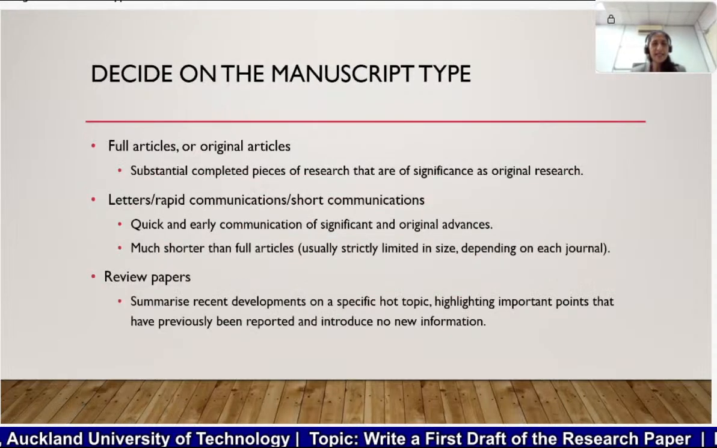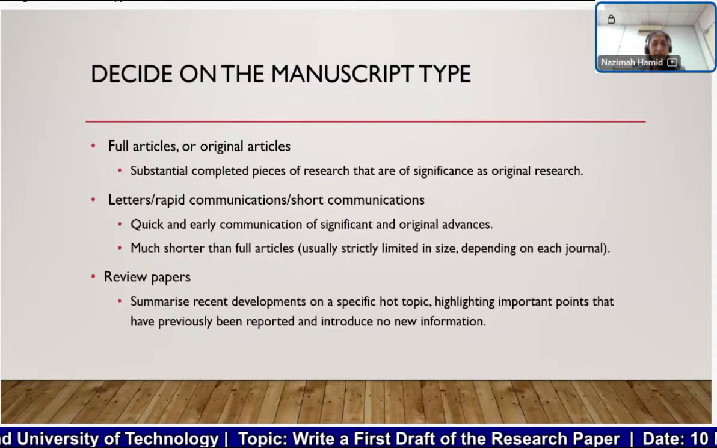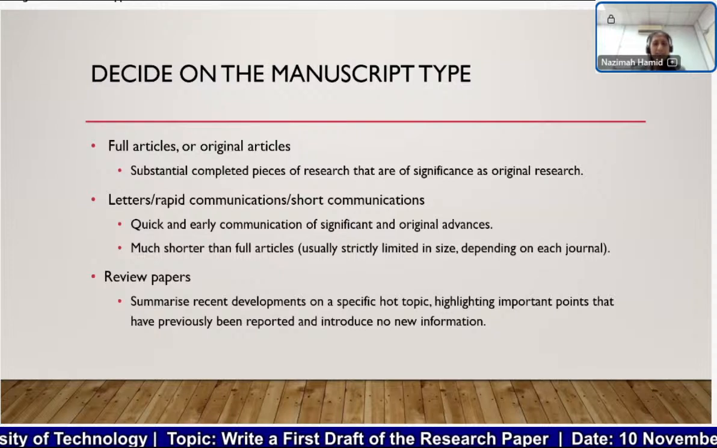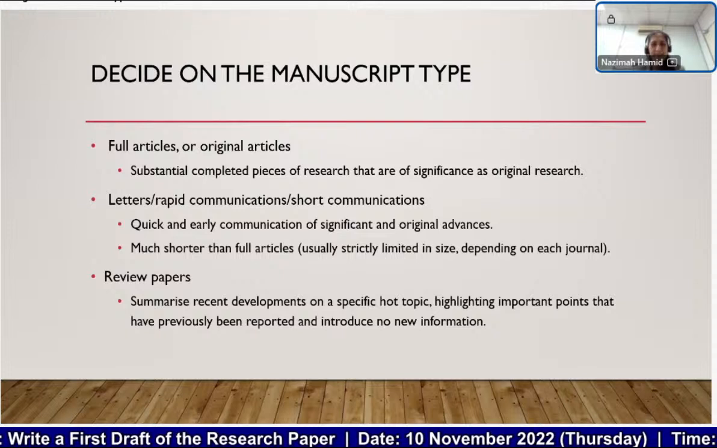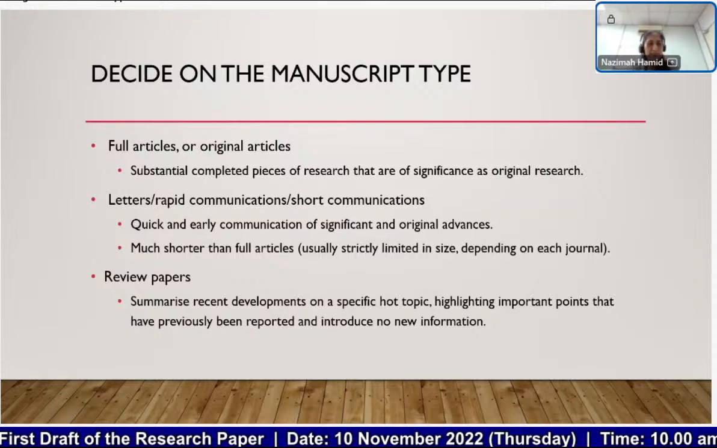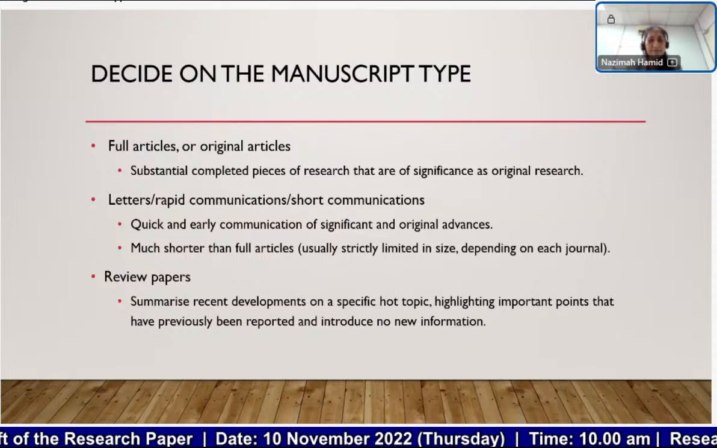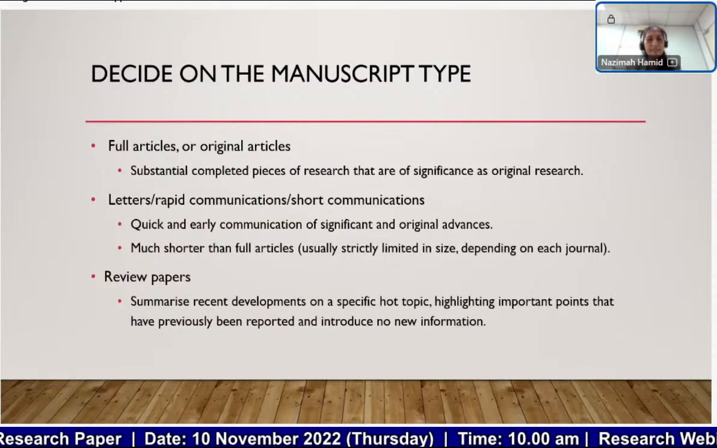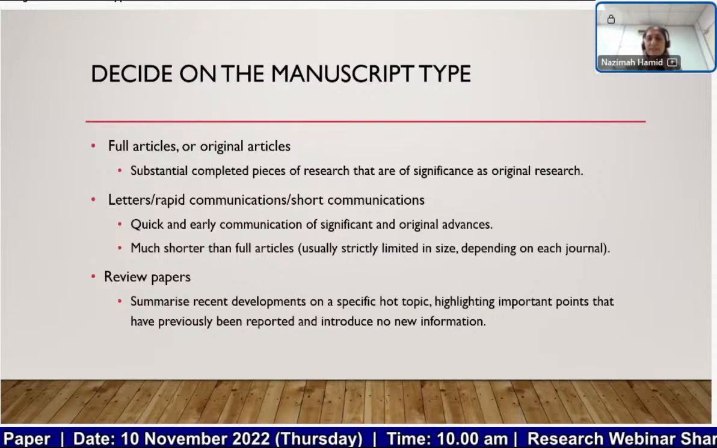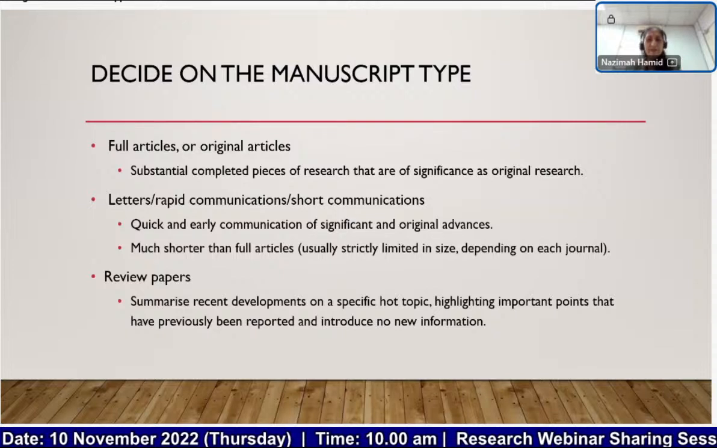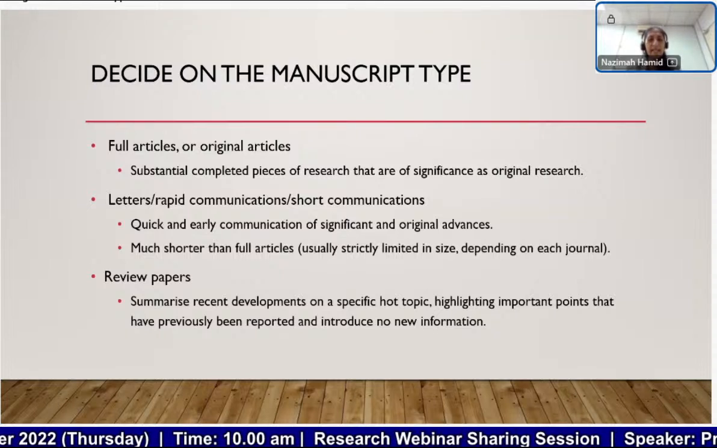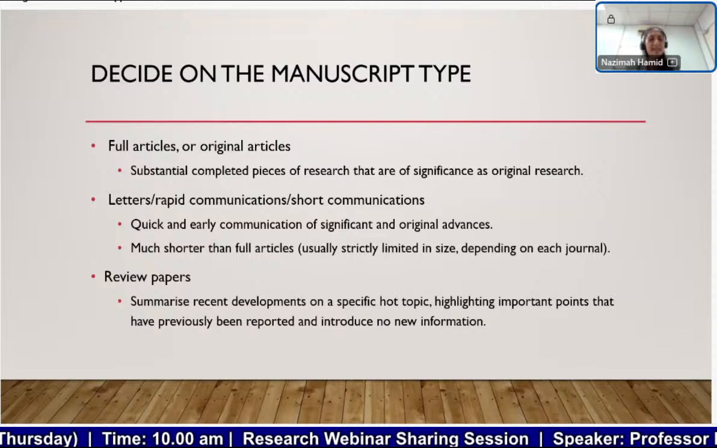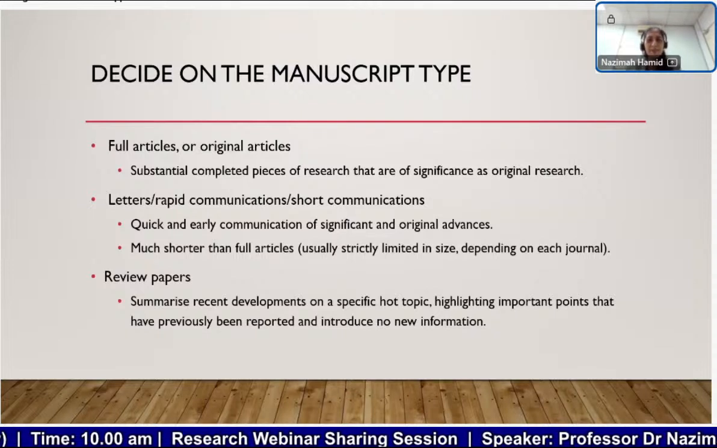First of all, before you start writing your draft, you need to decide on the manuscript type. Most of us are familiar with full articles or original articles. That's where most of the emphasis in terms of types of manuscript is. A lot of weightage on full articles. These are your substantial completed pieces of research that are of significance as original research. Sometimes you may have carried out a short experiment, but it's significant and original. So you may not have that many results, and so you may have it as a short communication. So that's another manuscript type.